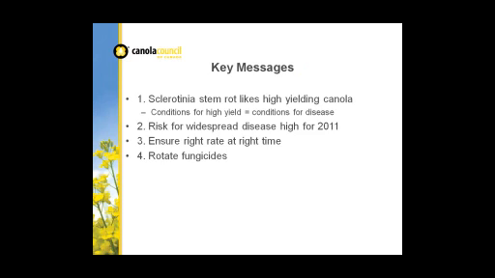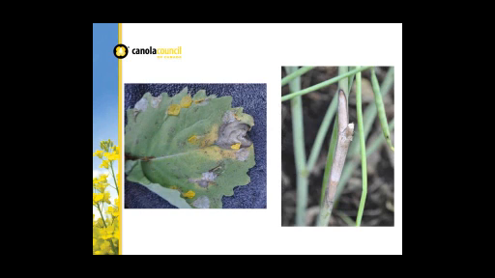So just to wrap things up, back to the key messages. I hope that I was fairly clear on this, that this disease likes the same conditions that your crop likes. So unfortunately, if you're expecting a high-yielding crop, you could expect that there are going to be high levels of disease. The risk for widespread disease is going to be high in 2011. Make sure you are choosing the right rate, the right crop staging, the right water volume, and rotate those fungicides. And hopefully in the next month we will not be seeing any of these leaf lesions, and a little bit later on, we won't be seeing any of these stem lesions. And good luck in growing your crop, and hopefully you're going to be very profitable this year.